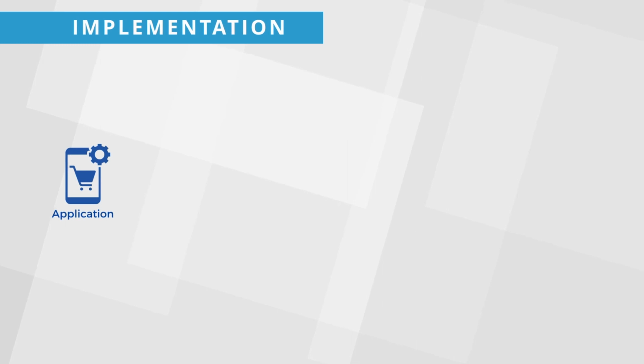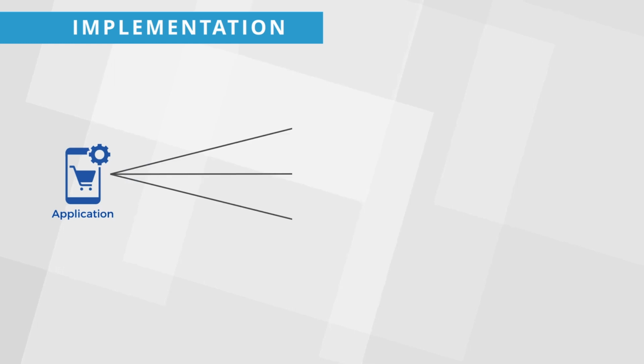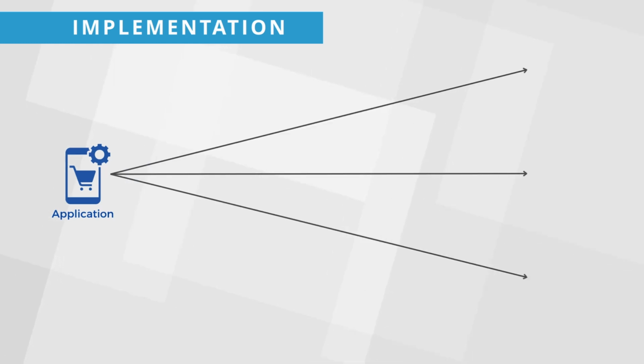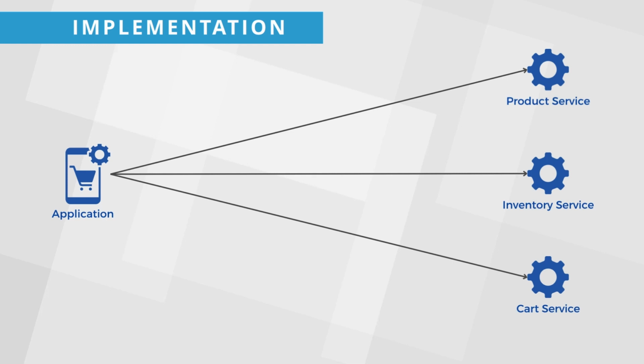Here is an example of how the gateway aggregation pattern can be implemented for an e-commerce application. Imagine you have an e-commerce website where users can browse products, add them to their carts, and check out. However, your backend services are divided into microservices for better maintainability and scalability. The challenge is that when a user views a product page, several backend calls are needed to display all the relevant information. For example, product service to fetch product details, inventory service to check stock availability, cart service to check if the product is already in the user's cart.